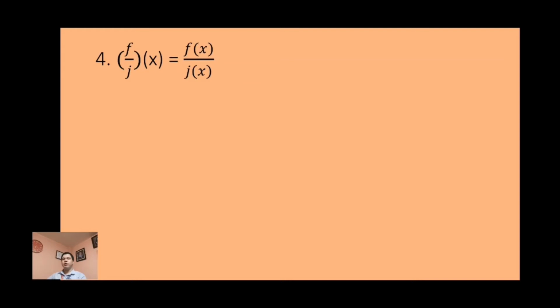For example number 4, we have the quantity of f divided by j of x is equal to f of x divided by j of x. So let's apply the steps in dividing function. Step 1, substitute the given value of function to the equation. The quantity of f divided by j of x is equal to the given value of f of x, x plus 3, divided by the value of j of x, 3x plus 9.